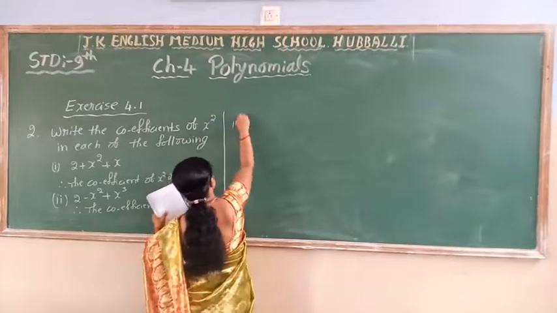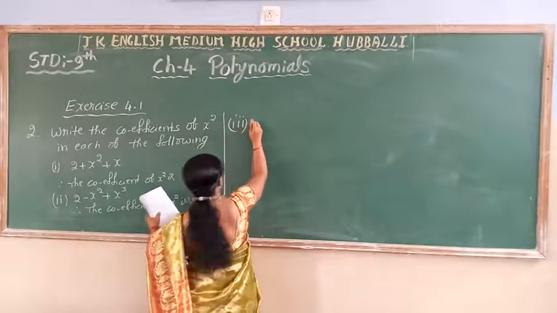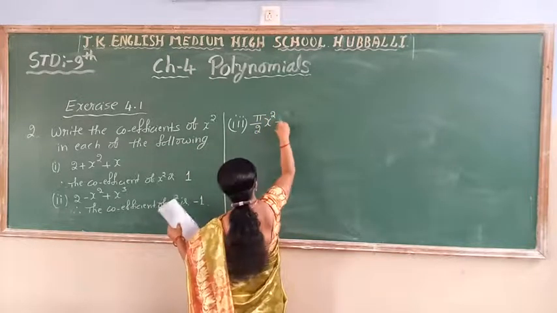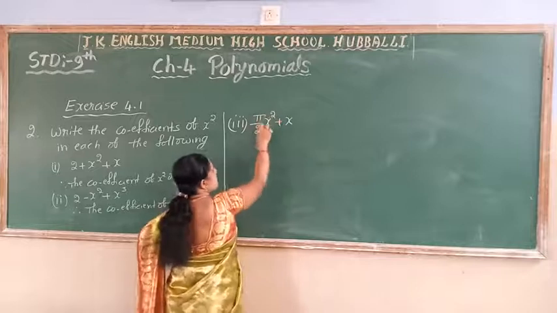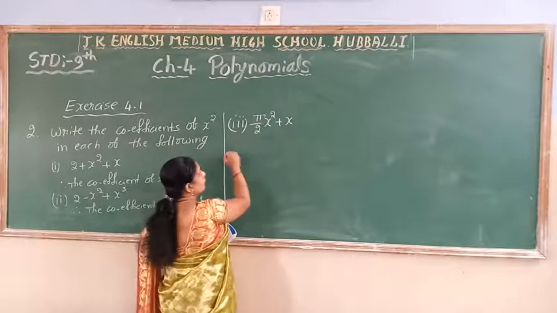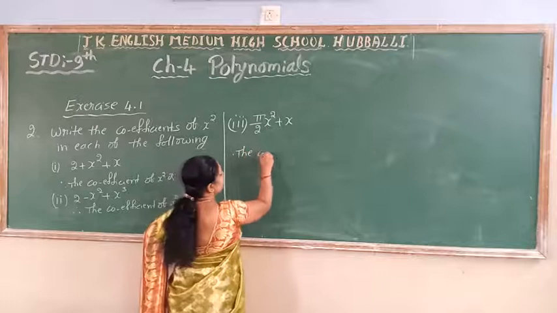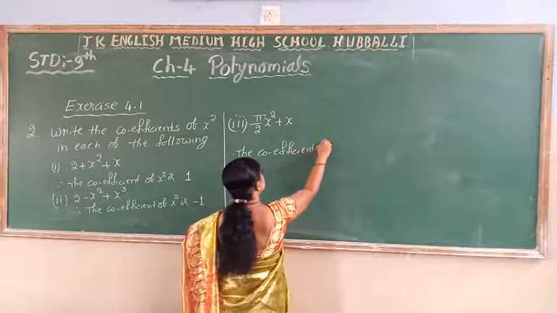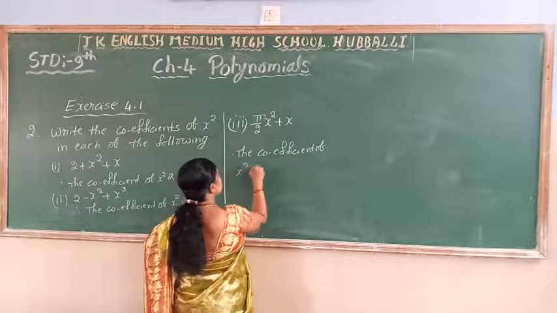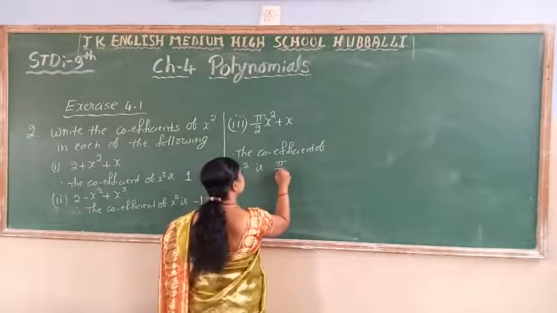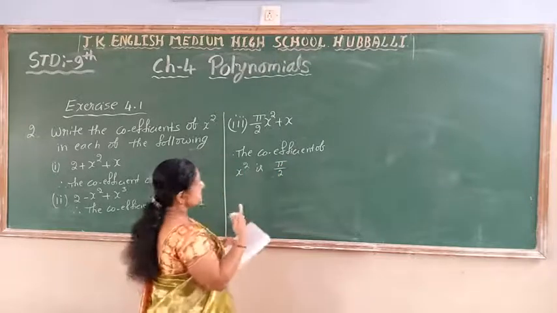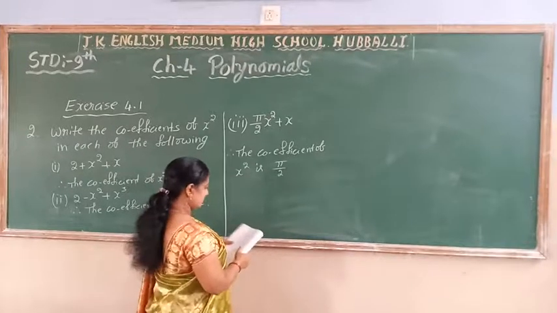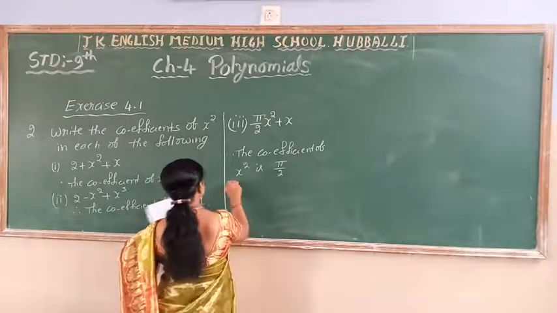So next, third one. Third question is 5 by 2 x square plus x. With x square what is there? 5 by 2. Therefore the coefficient of x square is 5 by 2 in this case. In this expression with x square what is there? You have to write that, 5 by 2.